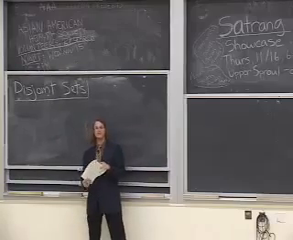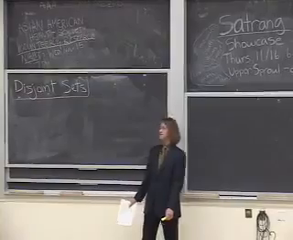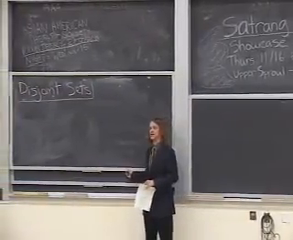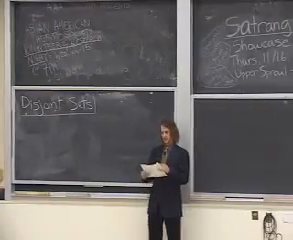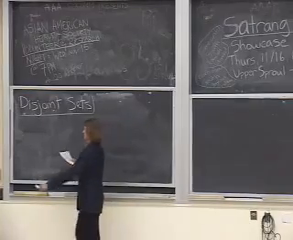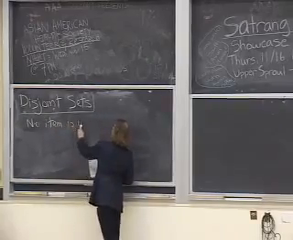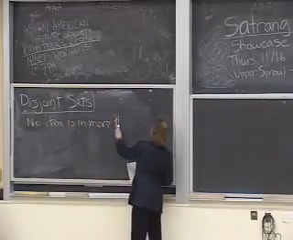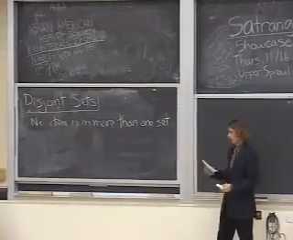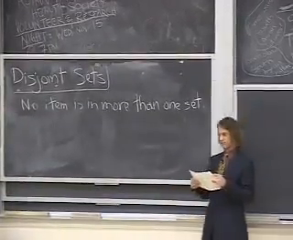Today I'm going to talk about disjoint sets. Disjoint sets is a data structure, singular even though it has an S at the end. It's a single data structure that's designed to represent a collection of disjoint sets. And what does disjoint mean? Disjoint means that no item is in more than one set. So you have a bunch of items, and each of them is in exactly one set.